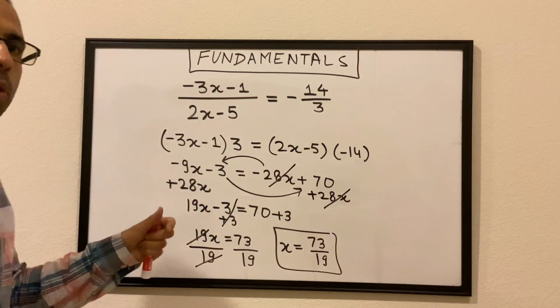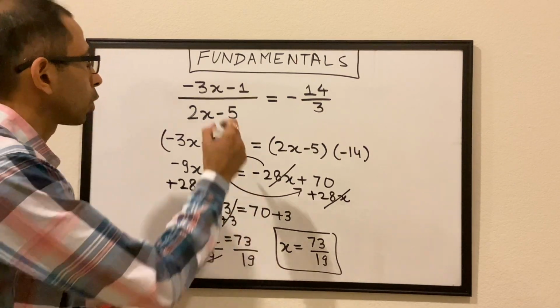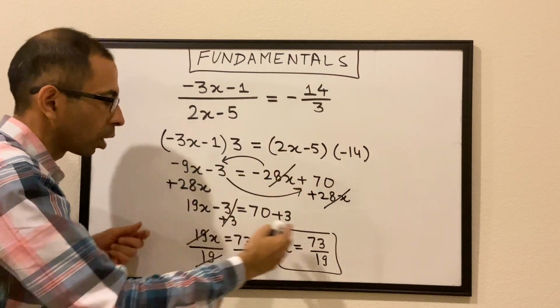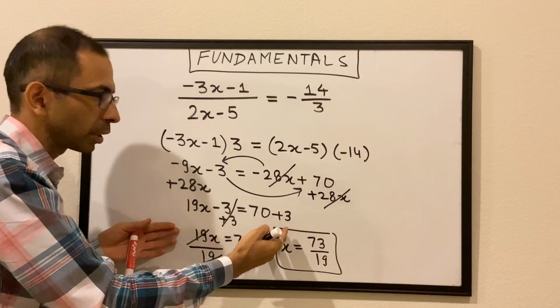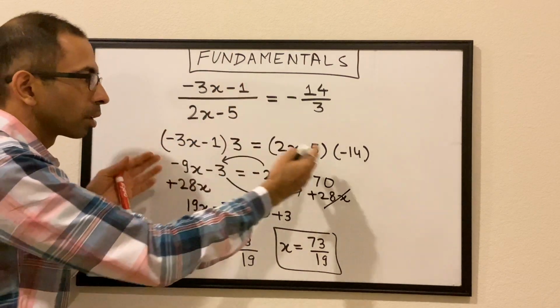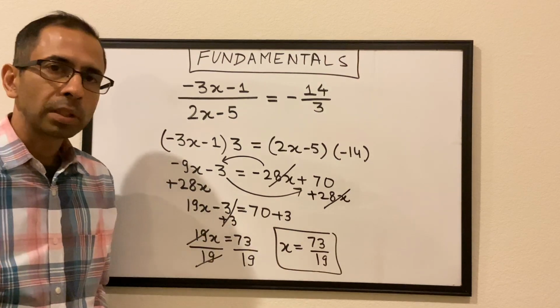Right? So this is how cross multiplication makes life so simple. A complex looking fraction like this gets reduced to a normal looking single variable fraction. Obviously this is also single variable, but it looks very complex and messy. But with cross multiplication, things look so simple. Finally we get x is equal to 73 over 19.